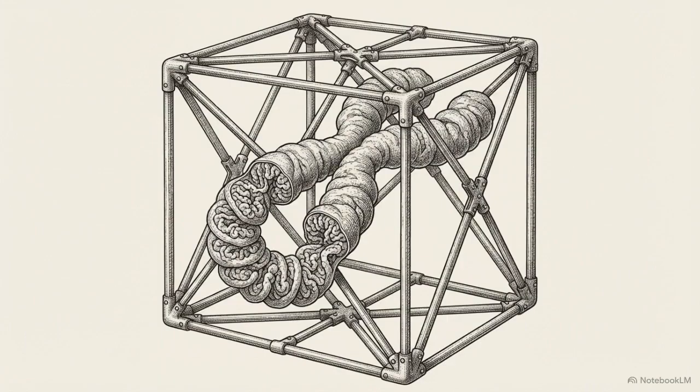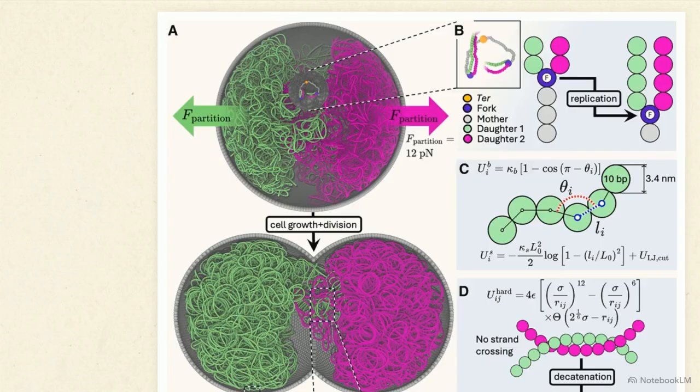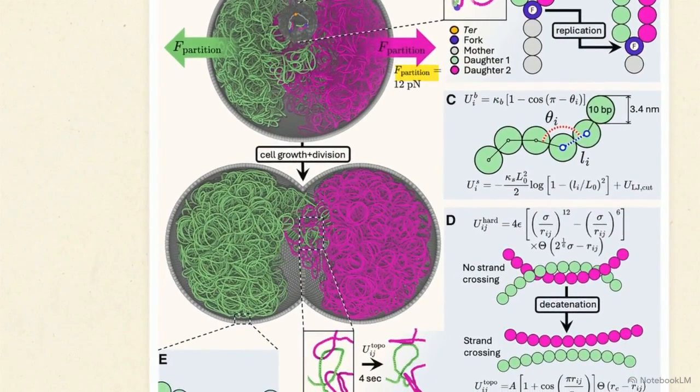The final layer of the computational stack governs the physical dynamics of the chromosome itself. This cross-section models DNA as elastic green and magenta polymer chains. The computer calculates physical forces to prevent strands from illegally crossing during train track replication, which causes massive entanglement. Below, a precise 12 piconewton force partitions these chromosomes into distinct daughter cells.